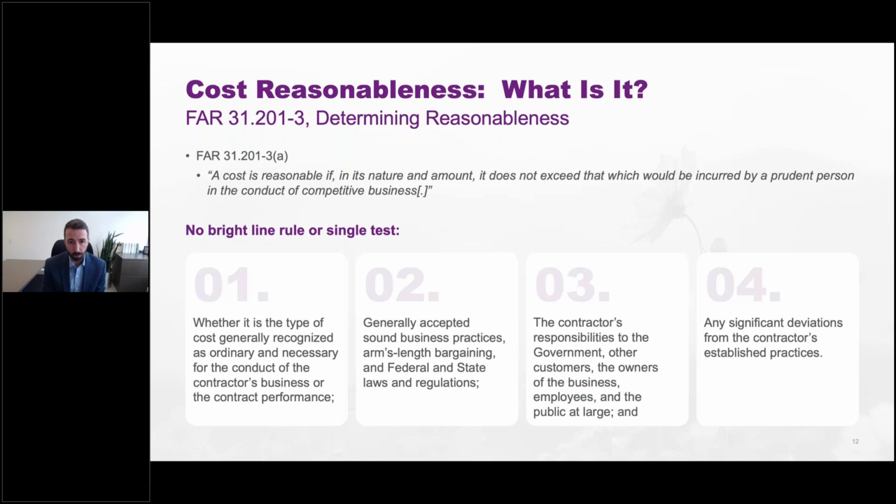The government there is wondering, did the contractor really need to incur this cost? Would the contractor have incurred this cost in the ordinary course of business? There's also amount. Reasonable in amount means, is the cost too high? Okay, did you get a good deal? So it's two parts of that. There's no bright line rule or single test for this. There are actually several factors, which I have here, and I'll just read them because I think they're very important. Whether the cost is of a type generally recognized as ordinary and necessary for the conduct of the contractor's business or performance, right?